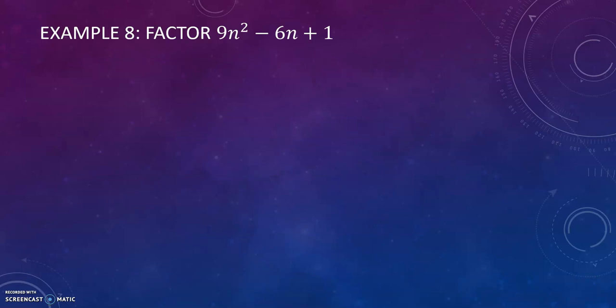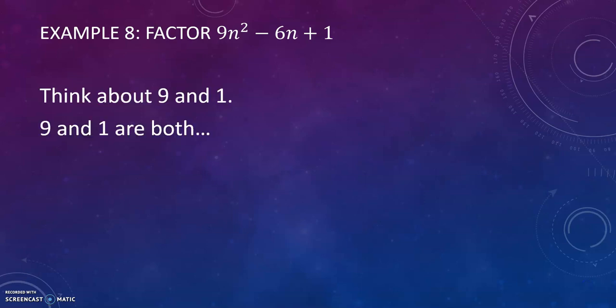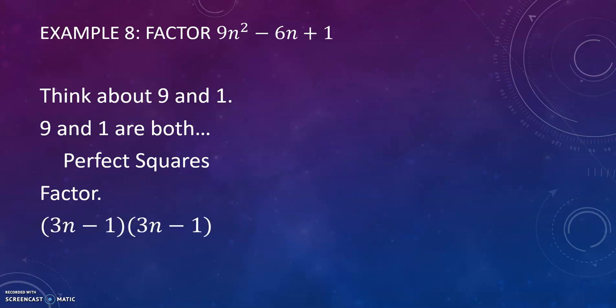Example 8, we're going to factor 9n squared minus 6n plus 1. Think about 9 and 1. 9 and 1 are both perfect squares. We're going to factor. 3 times 3 is 9. 1 times 1 is 1. But we want a negative for our middle term, so we better use negative 1 and negative 1. 3n minus 1 times 3n minus 1, which is 3n minus 1 squared.